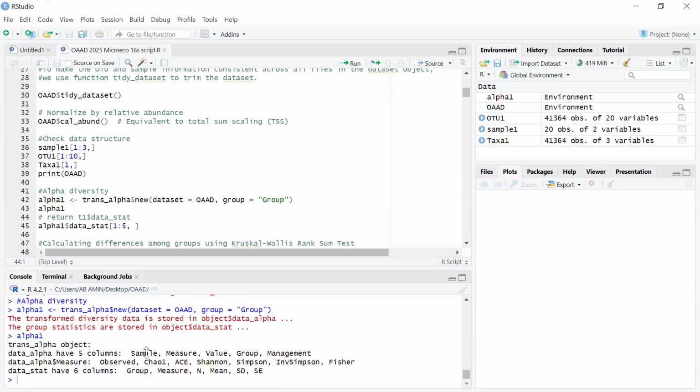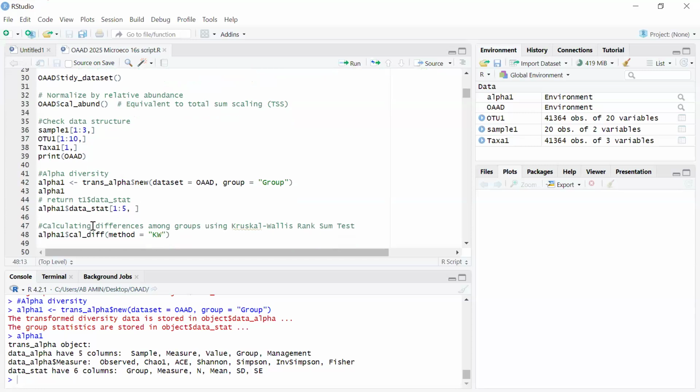So if we check the alpha diversity that was calculated, it calculates the observed OTU, Chao1, Shannon index, Simpson, inverted Simpson, Fisher, so many of them. But we are going to be visualizing them to see what has been done.